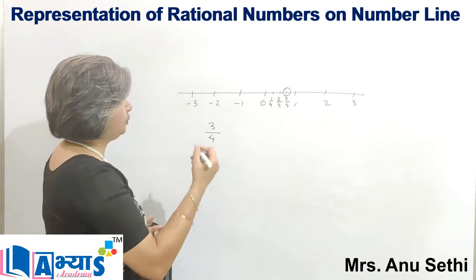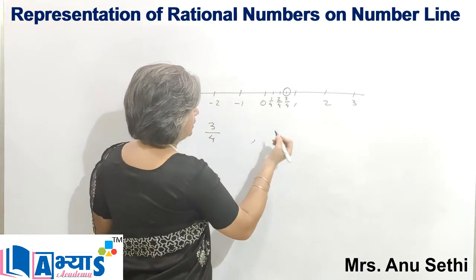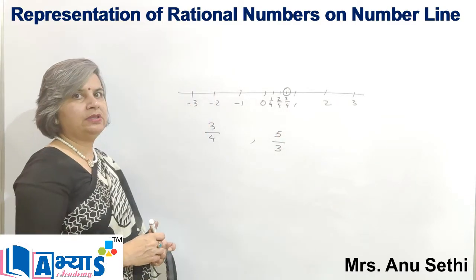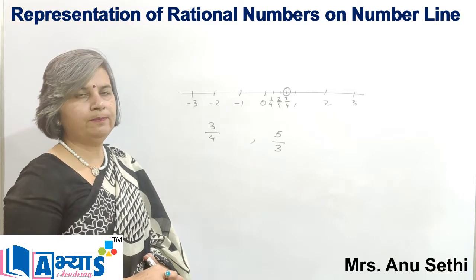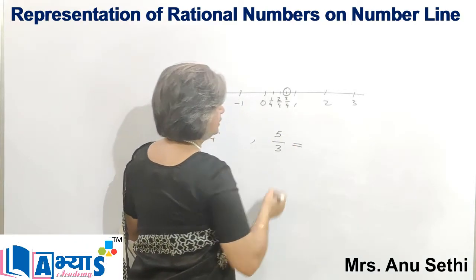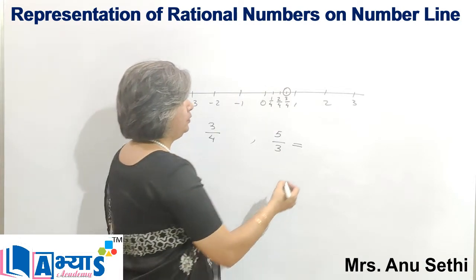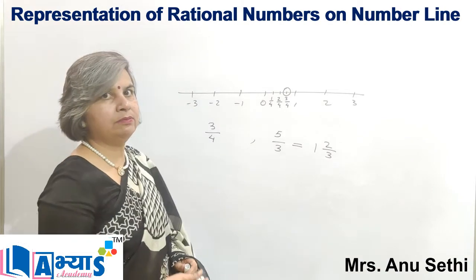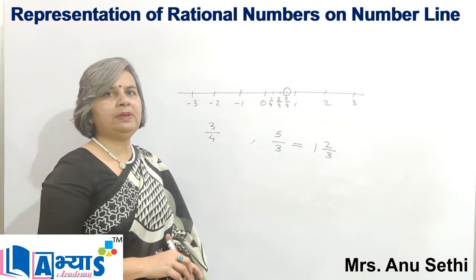Now suppose I have a number 5 by 3. We see that 5 by 3 is a number which is greater than 1, or it is an improper fraction, or we can write it as the mixed fraction 1 and 2 by 3. That means this number will be more than 1, but less than 2.